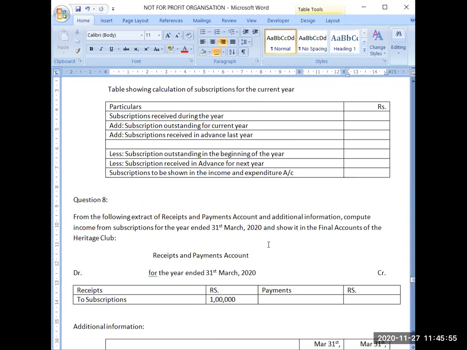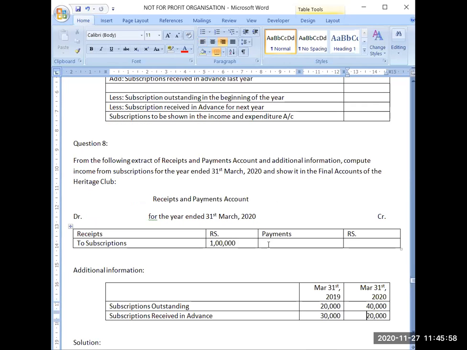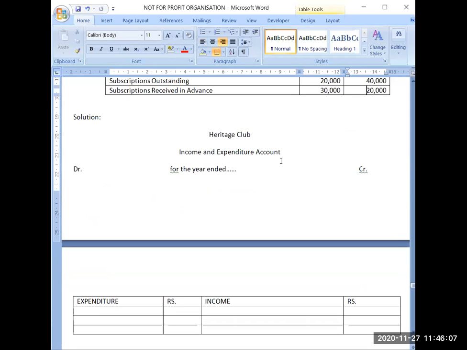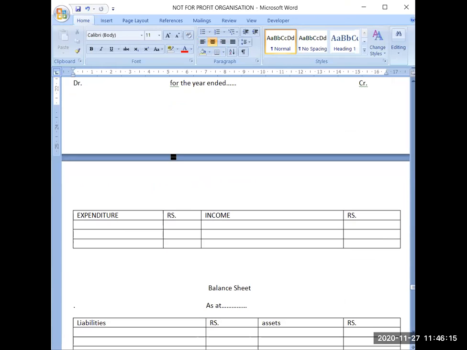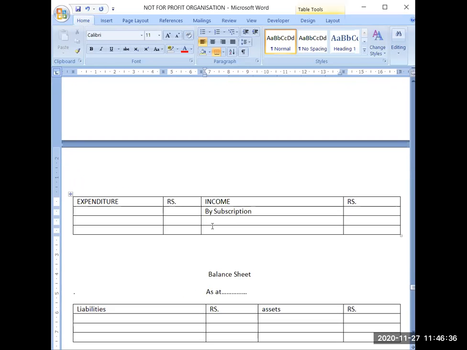So we have to show how much amount to be shown as income from subscription for the year ended 31st March 2020. And we have to show this information in final accounts of the Heritage Club. So we have written the name of the club, Heritage Club. We have written the name of the format, income and expenditure account for the year ended. In the income, we will write by subscription, and whatever amount has been received in receipt and payment account, that amount first we will write. Then we will do adjustment. So the amount received is 1 lakh.